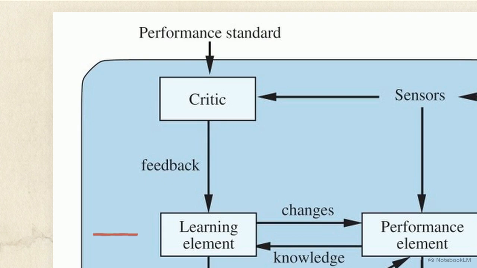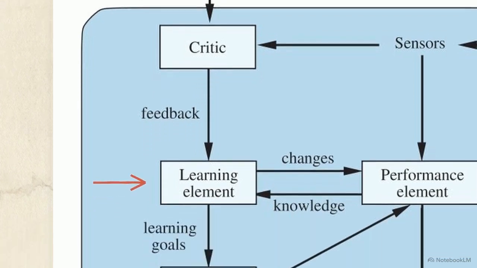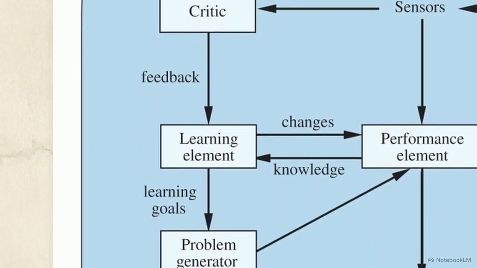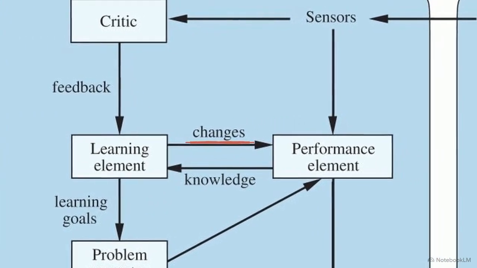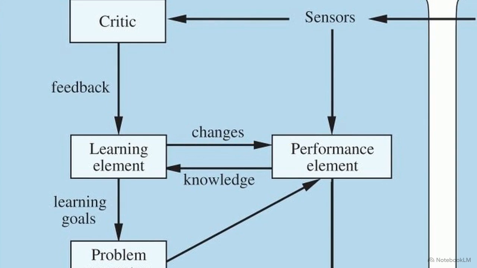That feedback flows directly into the learning element. If the critic determines an action was inefficient, the learning element permanently upgrades the rules inside the performance element, ensuring the machine makes a better choice next time.